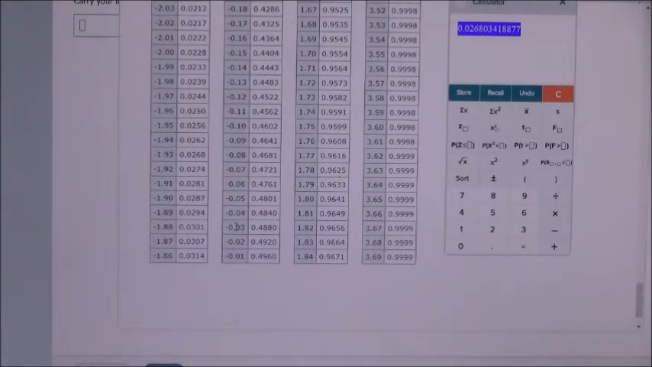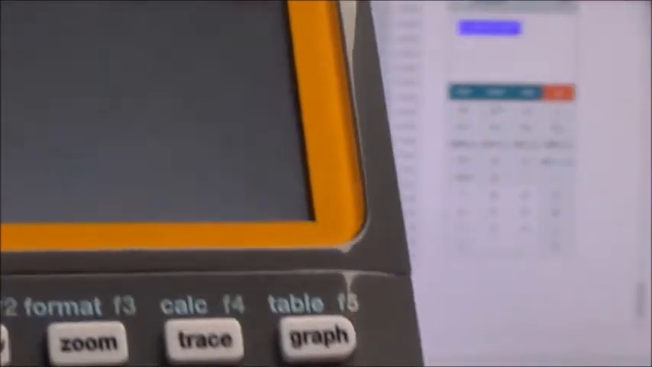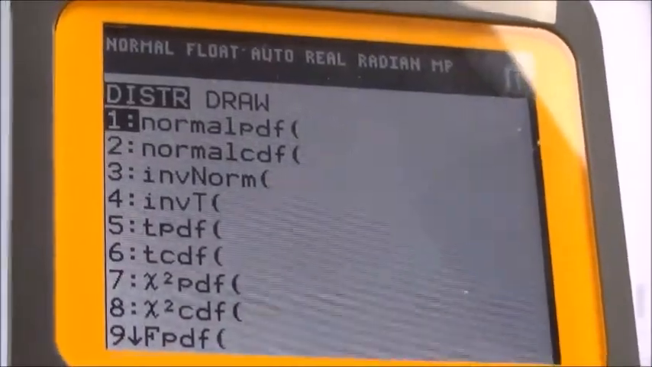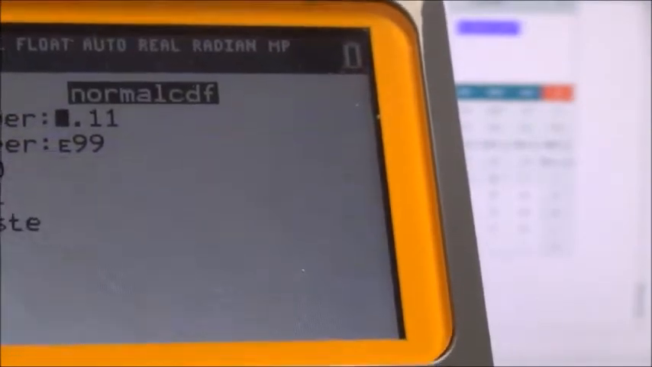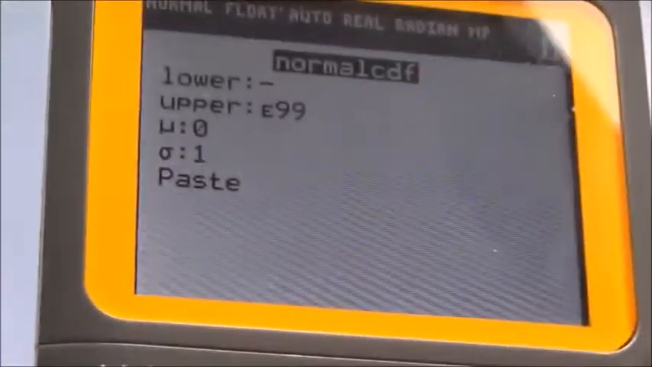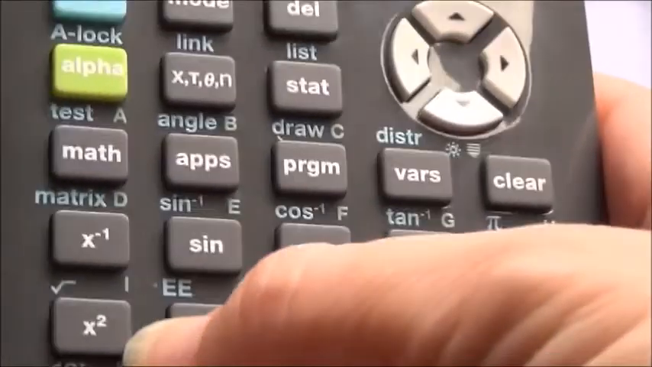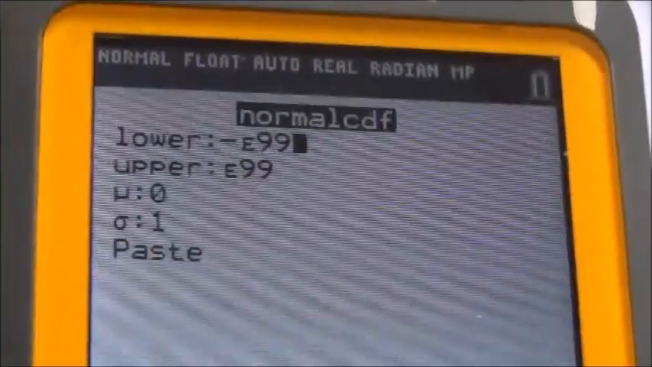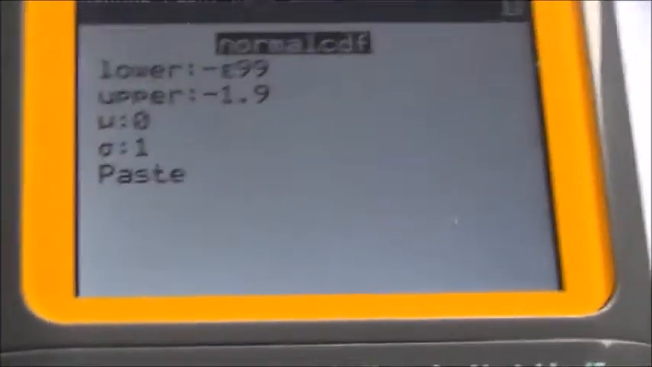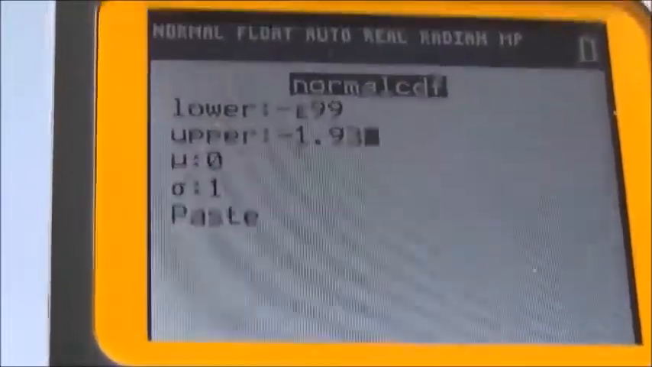If I'm going to do that on my graphing calculator, again, I'm going to go to my distribution menu. So I'm going to hit second, and then I'm going to hit the bars key. And I'm going to do number 2 for the normal distribution. This time, my lower limit is going to be negative infinity. So I would do negative, second function, the comma to get the EE 99. So negative infinity is negative E99 to my value, which was negative 1.93. Again, the mean and the standard deviation are going to be 0 and 1.